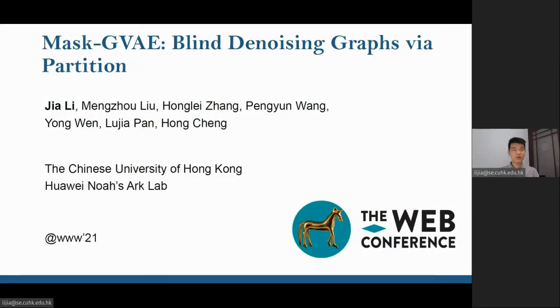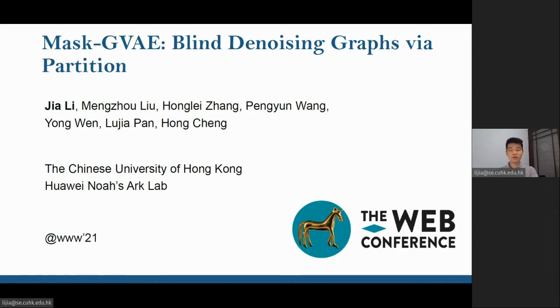This work is about blind graph denoising, in which we recover graph structures from a noisy input in an unsupervised way. As the title indicates, we propose a neural framework named Mask-GVAE. Our purpose is to denoise graph structures, and our ideas relate to graph structures and also partition. I am Zhang Li, and I will take a journey with you in the next few minutes.